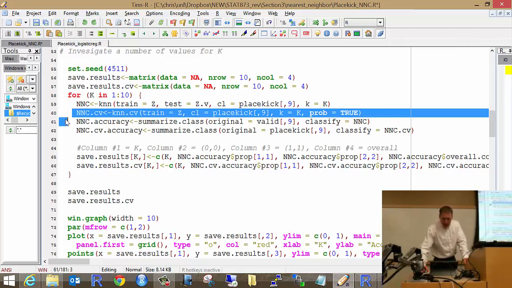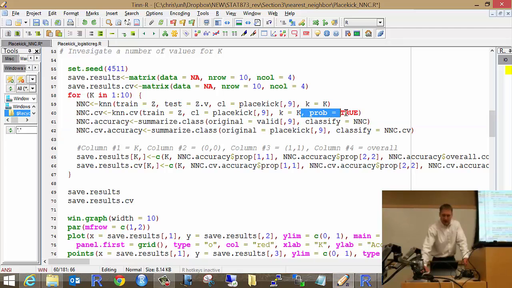Okay, so I'm going to put the results into NNC. And remember, what those results in NNC are is just simply the classifications. That's the main thing you're getting out. I'm also going to create an object called nnc.cv, and I'm going to apply the knn.cv function to it. So this allows me to do the cross-validation. Again, you don't really need the prob equal true part.